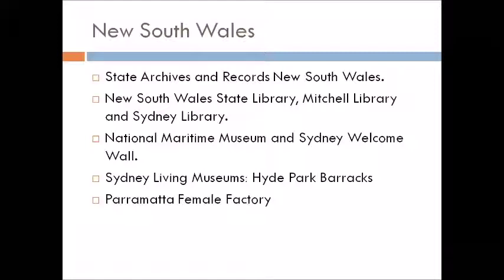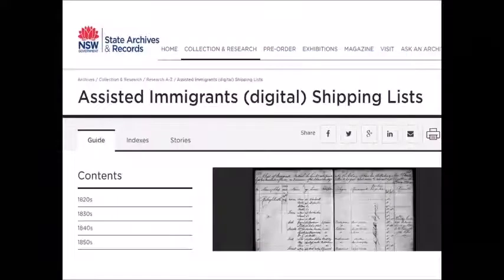Unassisted passengers, 1842 to 1855. A lot of their records have been indexed by a company called Pastkeys, and you can find information from them. There's ships musters, there's vessels arriving. There's also the Colonial Secretary's Correspondence Index, which has a lot of information in it. So this is just some of the things and what it looks like.